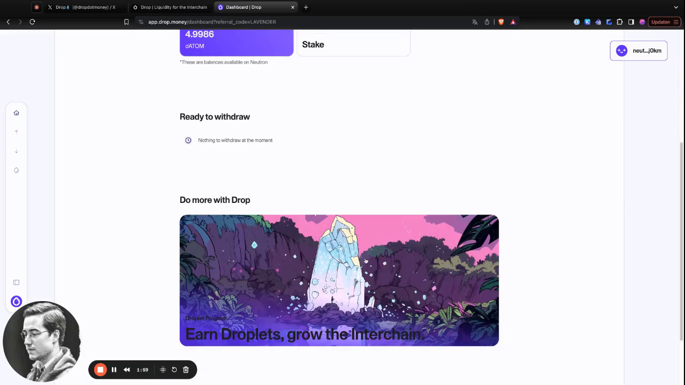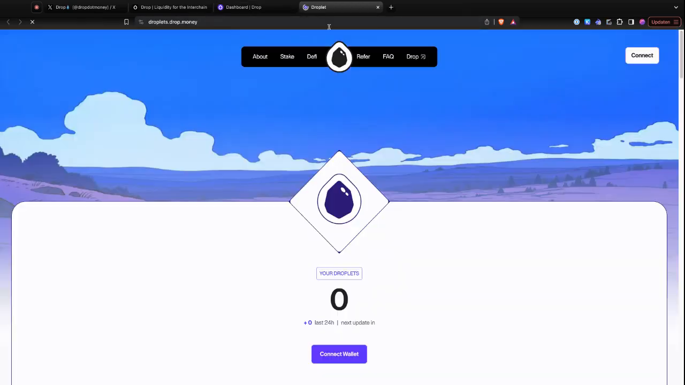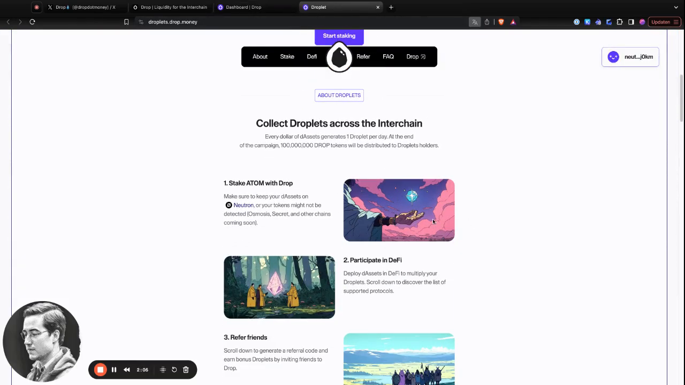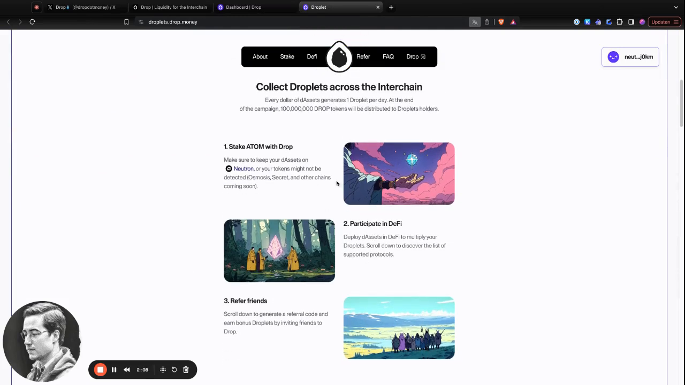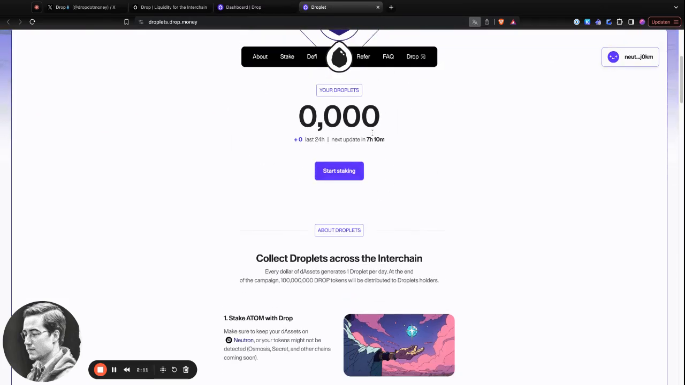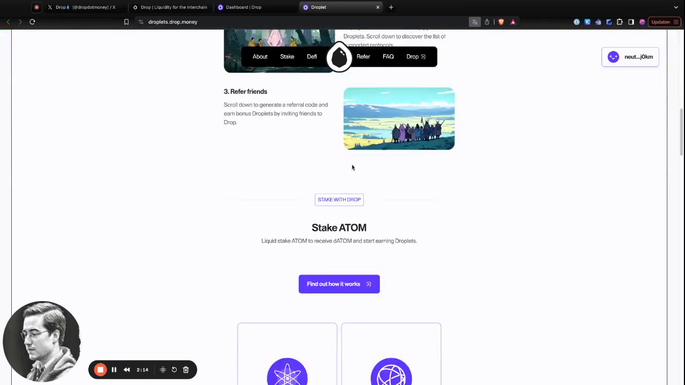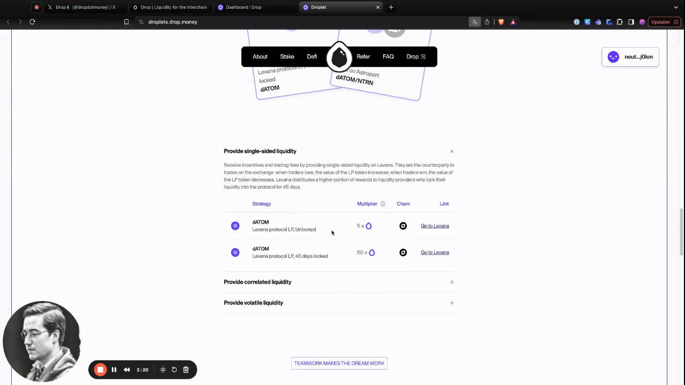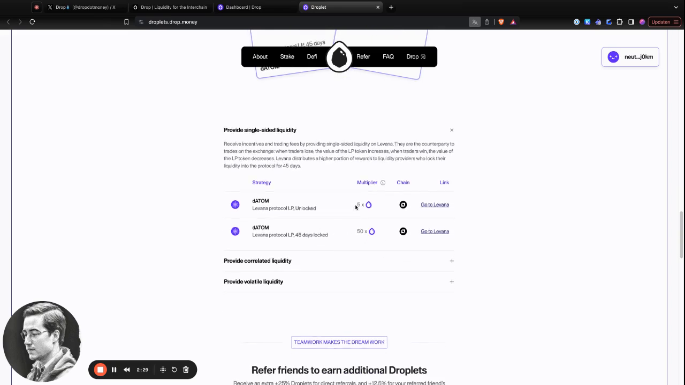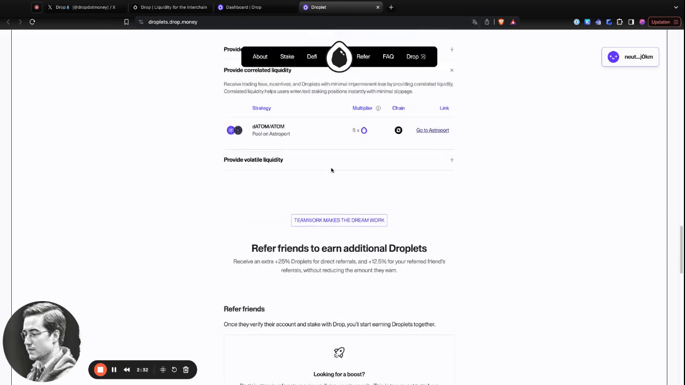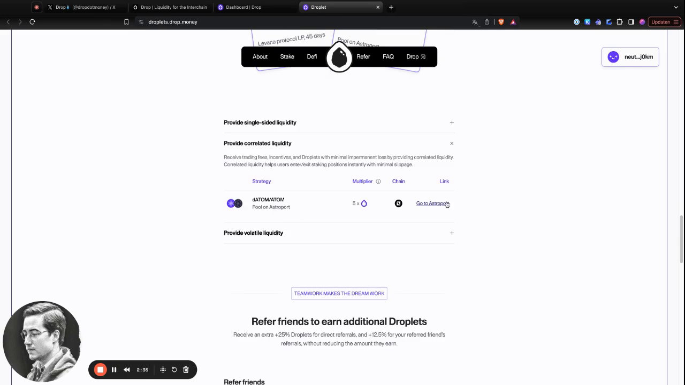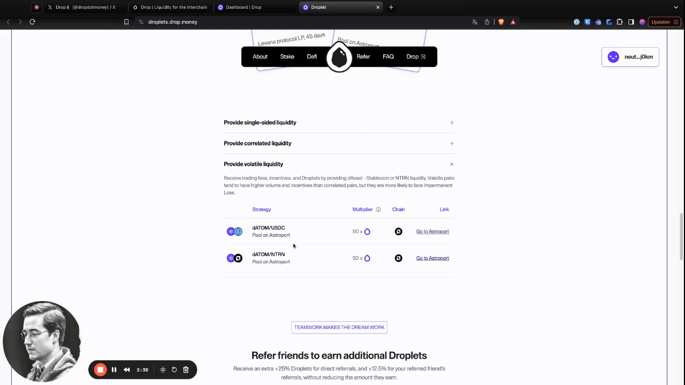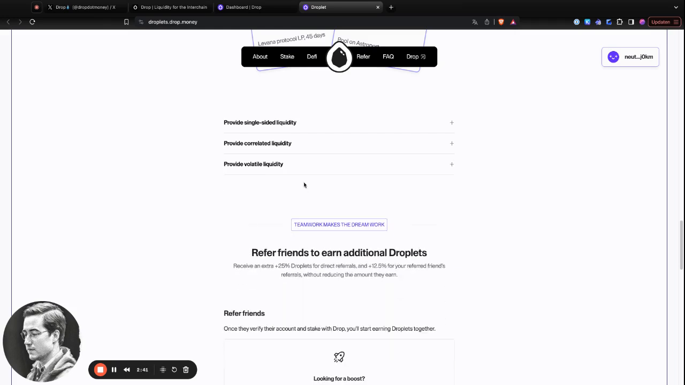When you go to the dashboard here, you'll see earn droplets, grow the interchain. They have a program which allows you to earn airdrop points for their future airdrop by holding dATOM and by using dATOM in DeFi. There are all kinds of multipliers, and one of these multipliers is active for Levana, and that's referenced down here. You can have a strategy dATOM Levana Protocol LP unlocked, 45 days locked, and you'll get points. You can also provide dATOM Atom on the Astroport pool and get multiplier awards, and then you can provide volatile liquidity, which is not what we're going to do.